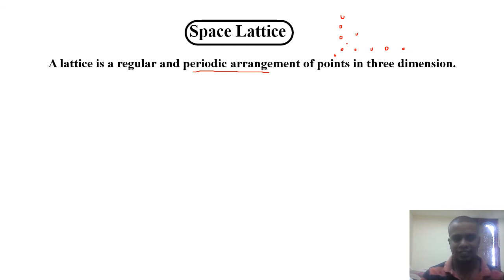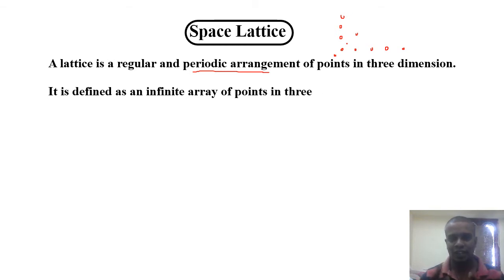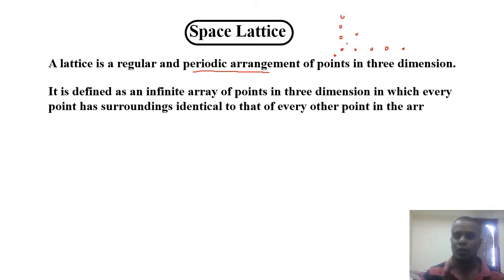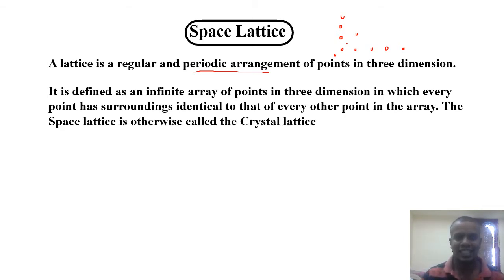The definition is: it is defined as an infinite array of points in three dimensions in which every point has surroundings identical to that of every other point in that array. This space lattice is otherwise called the crystal lattice. So in space, we are just making the points in a periodic manner. Those points are called the lattice because it is in space. We can call it a space lattice.